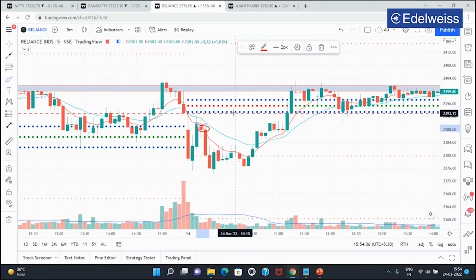Only 5 rupees SL. And you achieved your target of 10 rupees within minutes. Within the next candle, you achieved your target. And later on also, you got around, I guess, 1:3 risk reward in this particular trade.